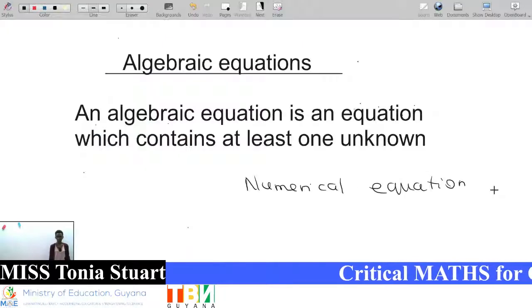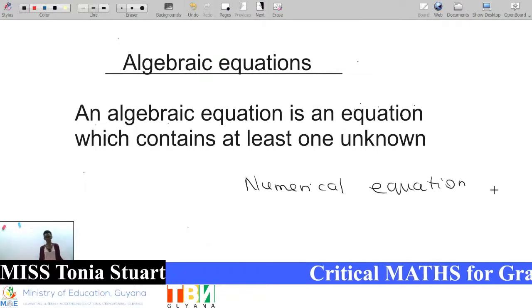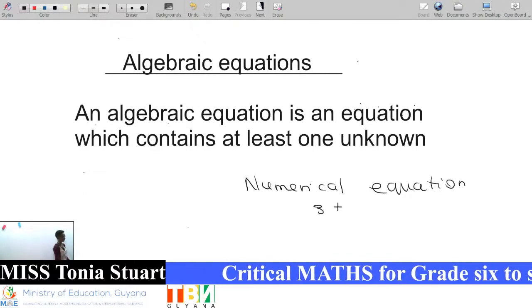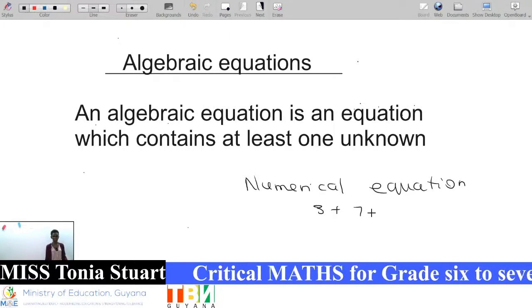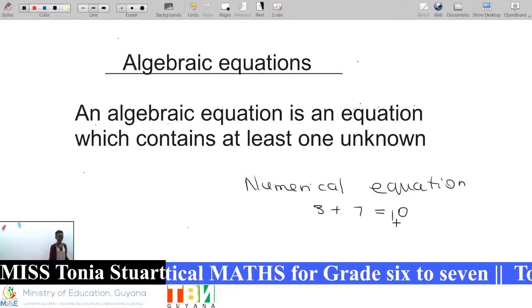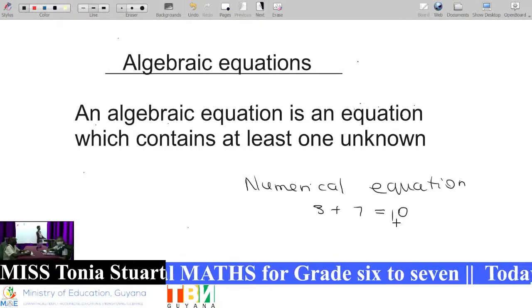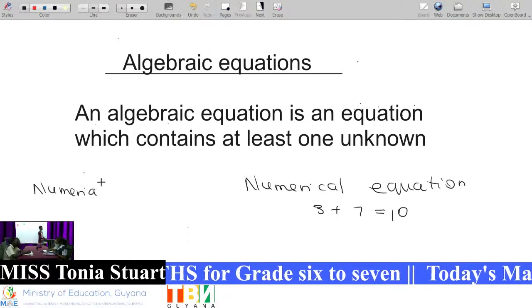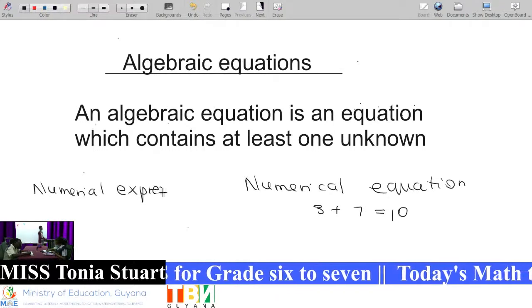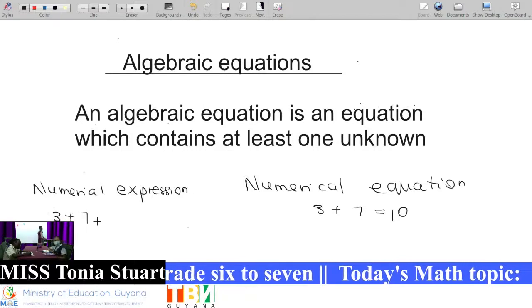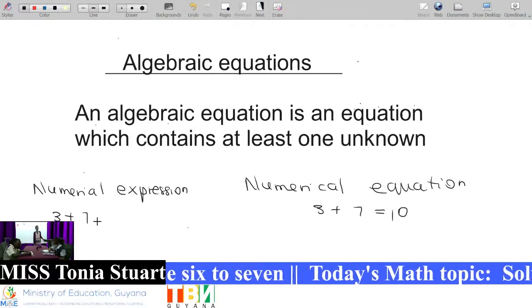What makes the difference between an equation and an expression is that with an equation you have the equal sign. So if I have 3 plus 7, that's a numerical expression. And if I put that equal sign in there, I have an equation. So a numerical expression would be 3 plus 7.